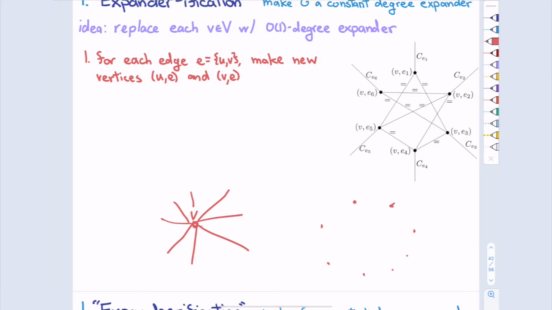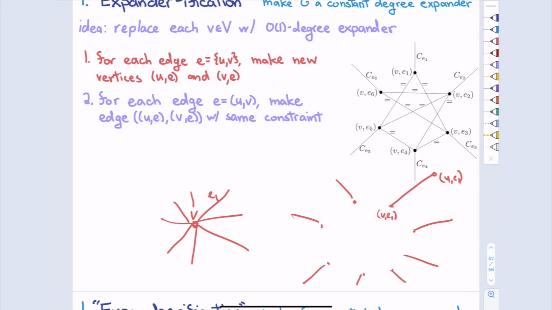Okay. And so these are all kind of the edges. If this was E1 or something, this vertex will be labeled V E1, so to speak. So I'm kind of blowing up every vertex. And that's going to happen on the other end too. This will be some U E1, and there's some cloud of U from splitting up U into lots of pieces. And so for each edge in the original graph, I'll make the corresponding edge between the corresponding auxiliary vertices I've introduced.